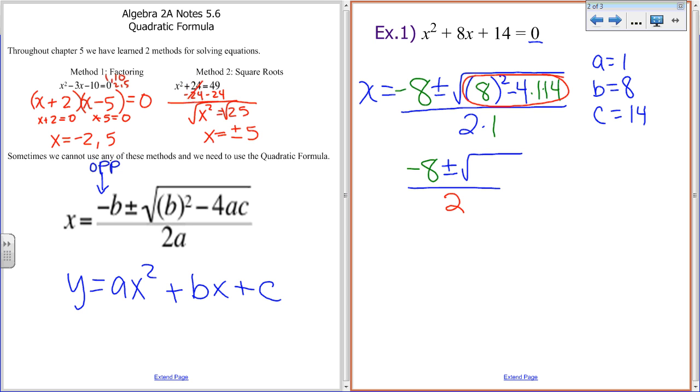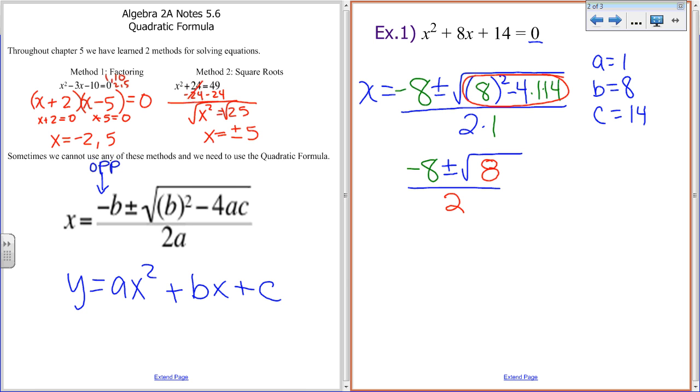We're not going to take it step by step. So I'm going to type in parentheses 8 parentheses squared, and then minus 4 times 1 times 14. I type it all in at once. I don't need to do it step by step by step. And that gives me square root of 8.